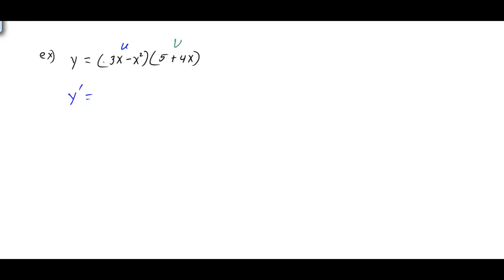And the product rule says we want to write down the first function, 3x minus x squared, multiplied by the derivative of the second. So that would simply be 4, plus our second function, multiplied by the derivative of the first, which would be 3 minus 2x.